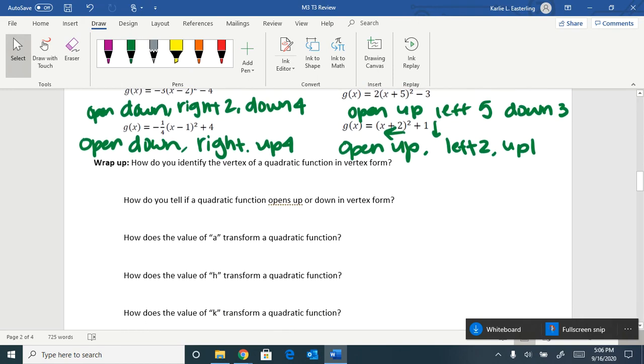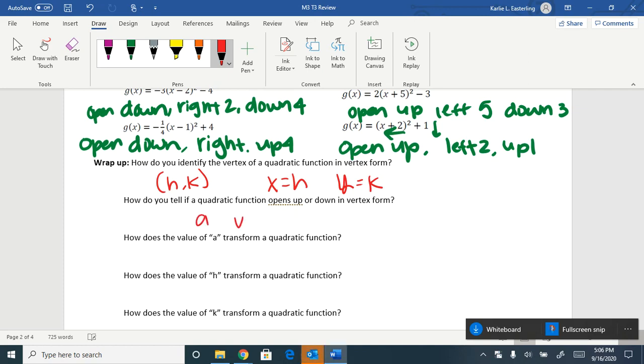So how do you identify the vertex of a quadratic function in vertex form? The vertex is going to end up looking like (h, k). Our x is our h value, and our y is our k value. How do you tell if a quadratic function opens up or down in vertex form? The same as last time, our a value. If it's positive, we open up. If it's negative, we open down.